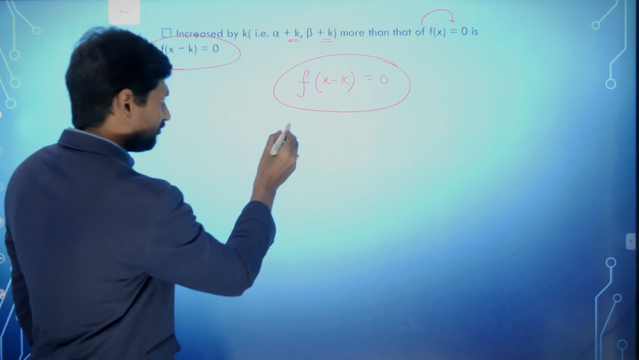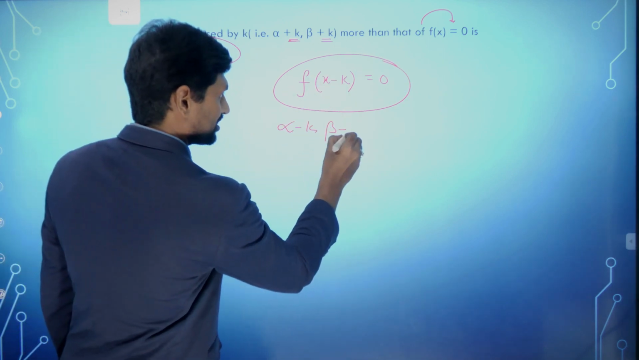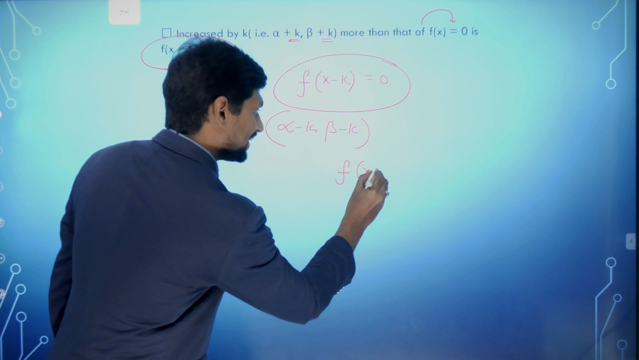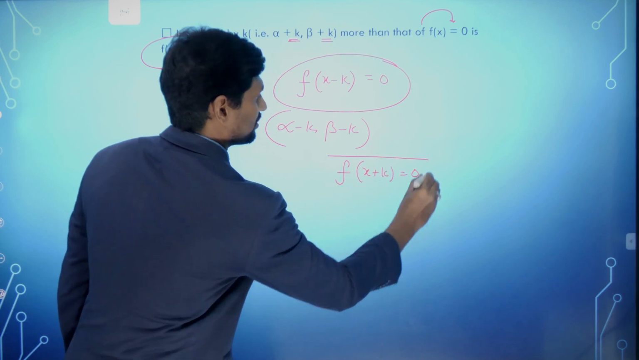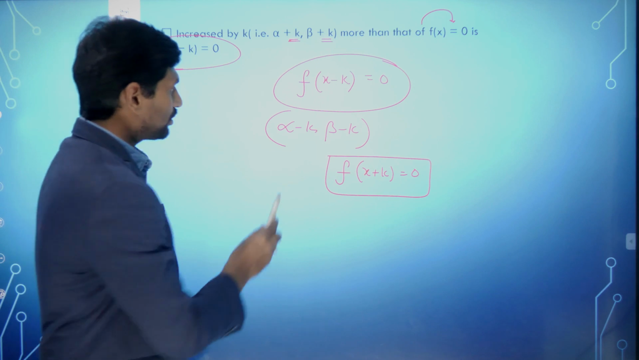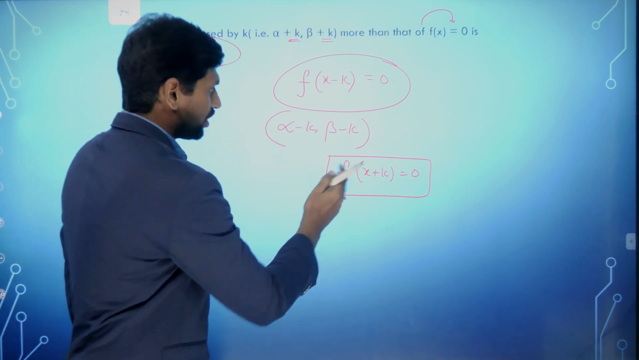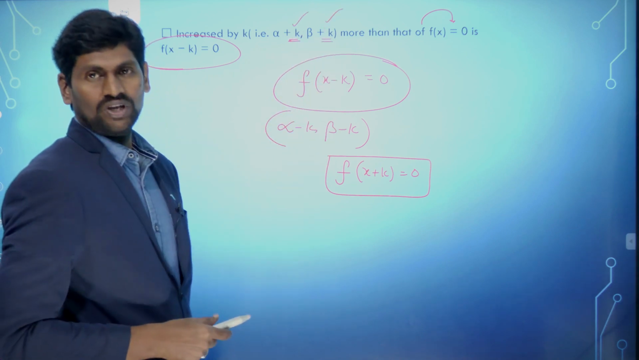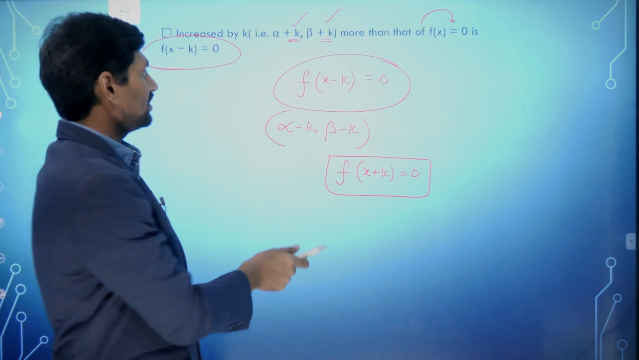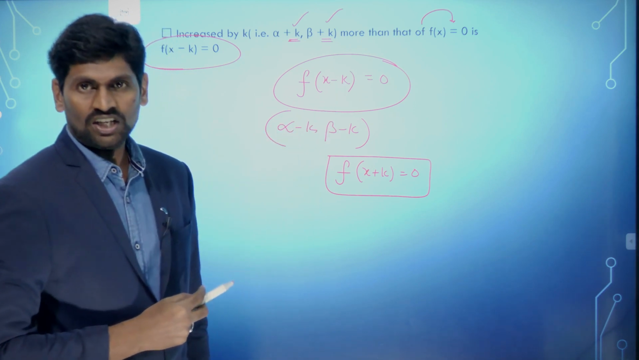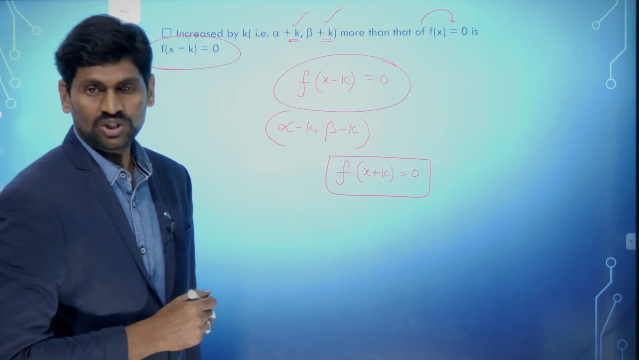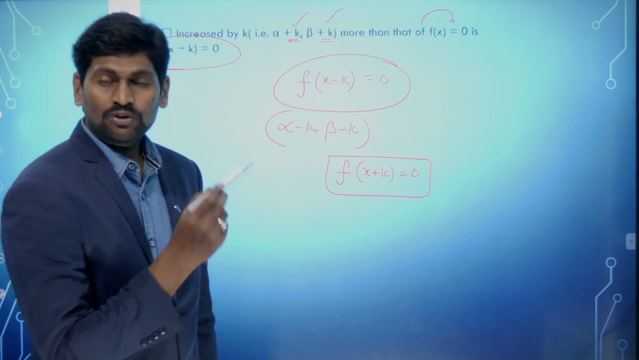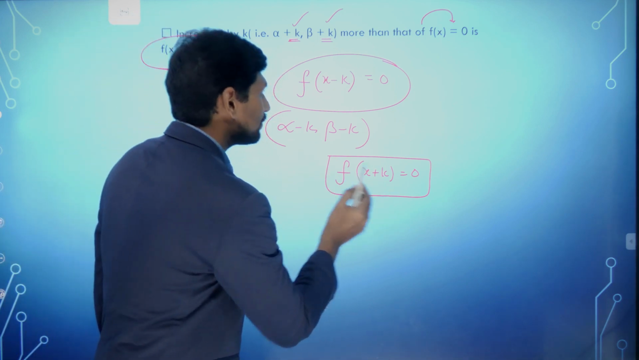In case alpha minus k, beta minus k are roots of f of x, then the required equation is f of x plus k. That means for a positive symbol we need to take negative. For a negative constant we have to take positive. Okay? Here the constant is the k value, positive k. If we have extra constant values added to the roots, then f of x minus k is a quadratic equation. Same way, alpha minus k, beta minus k are roots. The required quadratic equation is f of x plus k.